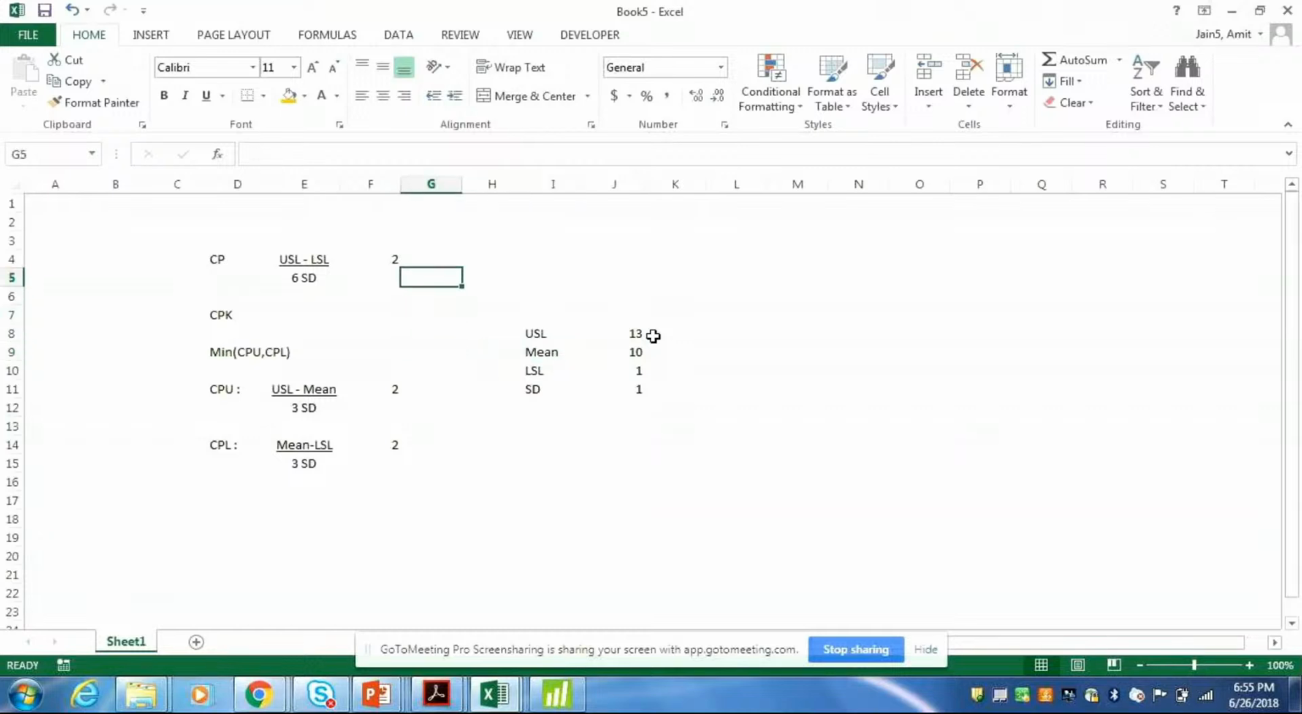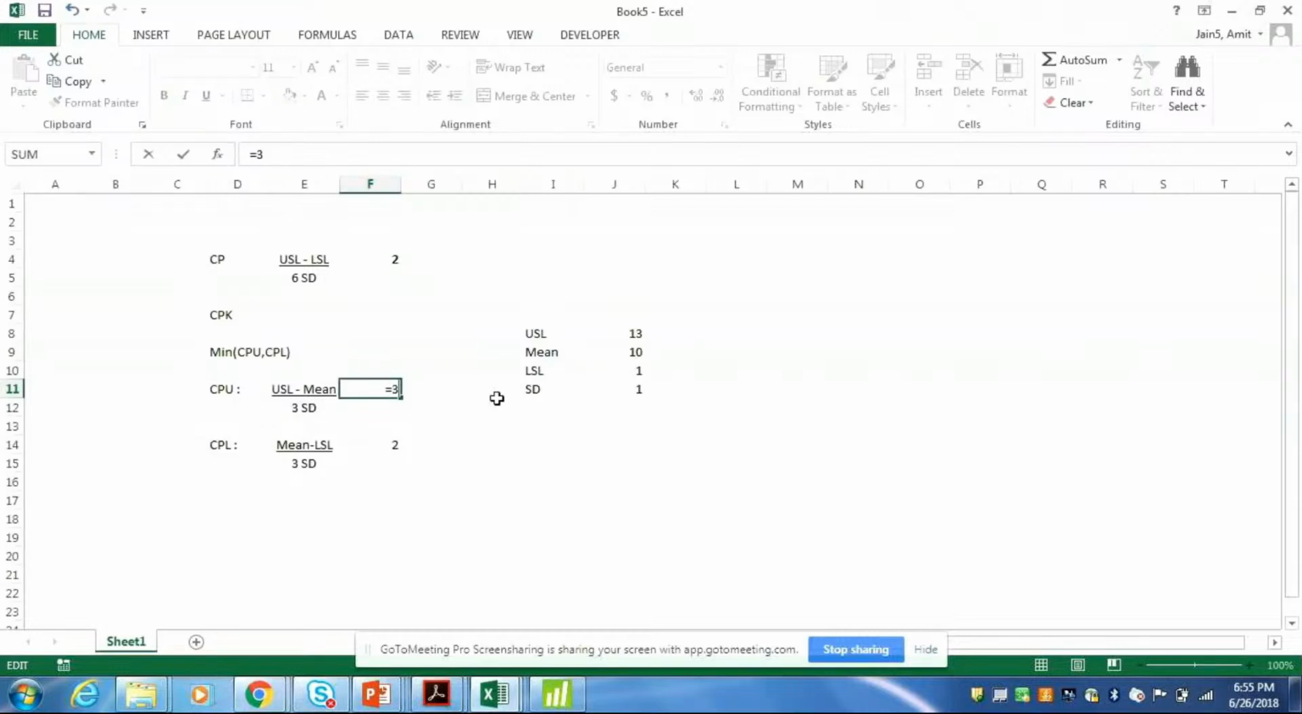So in this case, there would not be any change in this value because it doesn't take into account the mean. Correct. But this value would change. USL minus mean, which is going to be 3 divided by 3, 1. Right. But the lower specification limit would become 12 divided by 3.